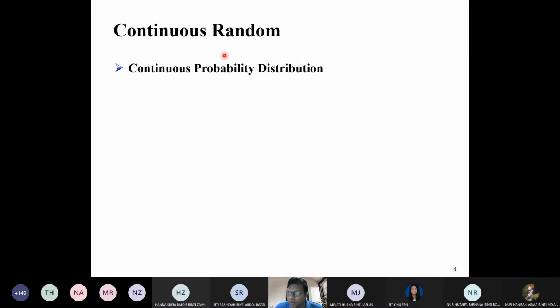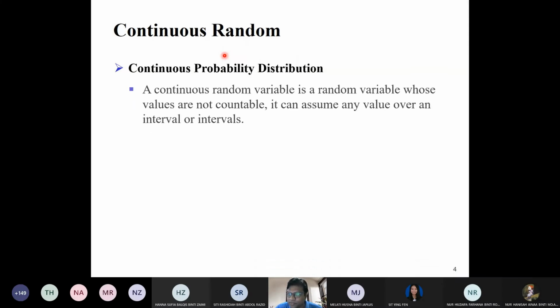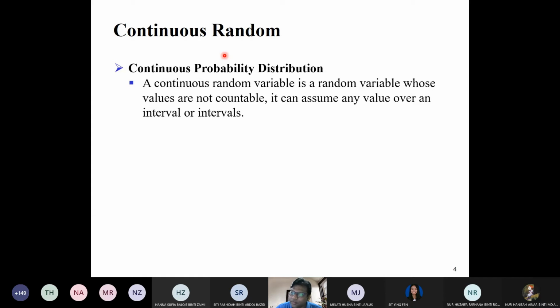let's look at continuous probability distributions. All right, a continuous random variable is a random variable whose values are not countable, which means, as I said earlier, it is not a whole number. It is just in interval form, as I said earlier. So what is the difference? Okay, it can also assume any value over an interval or intervals.